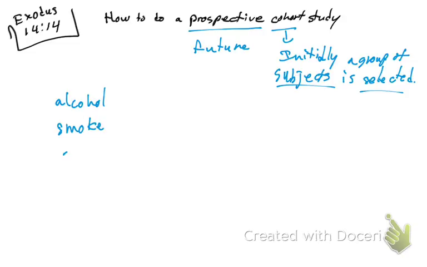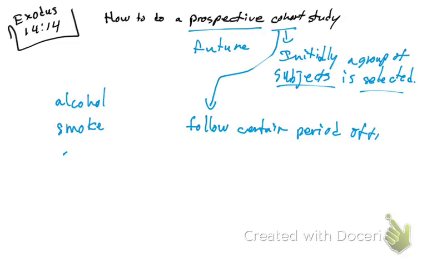Now, the cohort is then followed for a certain period of time. This is the point. So this cohort we are going to follow for a certain period of time. That doesn't mean that I'm going to do it now and stop right now. No, I'm going to follow for a certain period of time, and while I am following them, I'm going to observe for the development of the outcome.